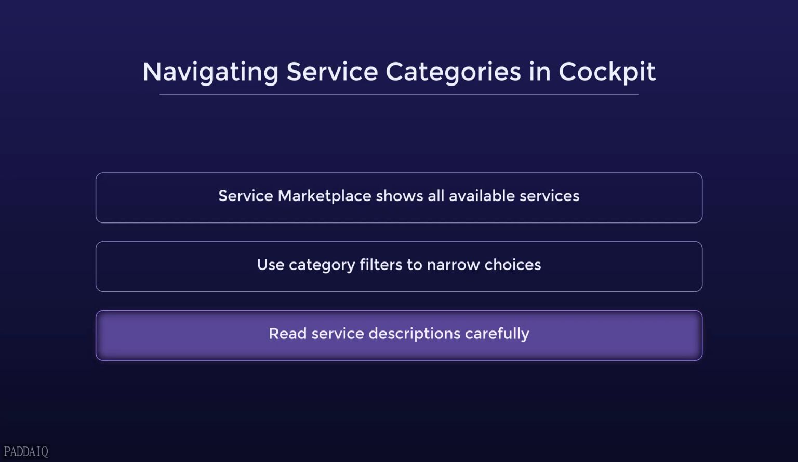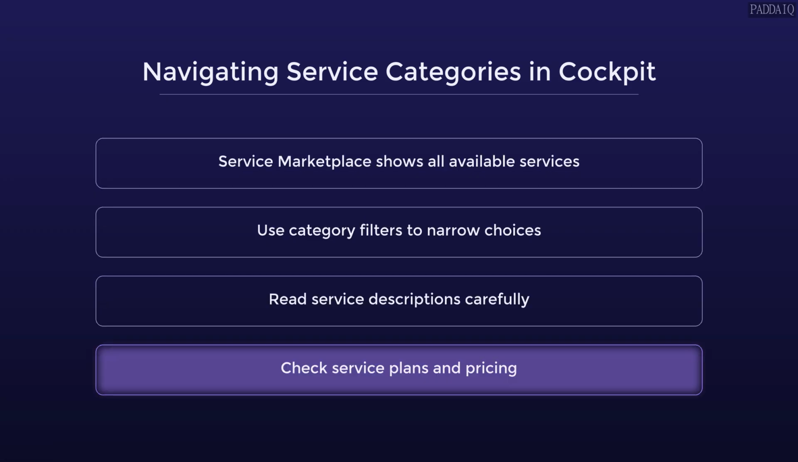Read service descriptions carefully. This means thoroughly reviewing the service's purpose, capabilities, and technical details before enabling it. For example, before using the SAP HANA Cloud service, the description confirms it's an in-memory database for high-performance applications, ensuring it fits your needs. Understanding these details prevents mismatches and saves valuable time.